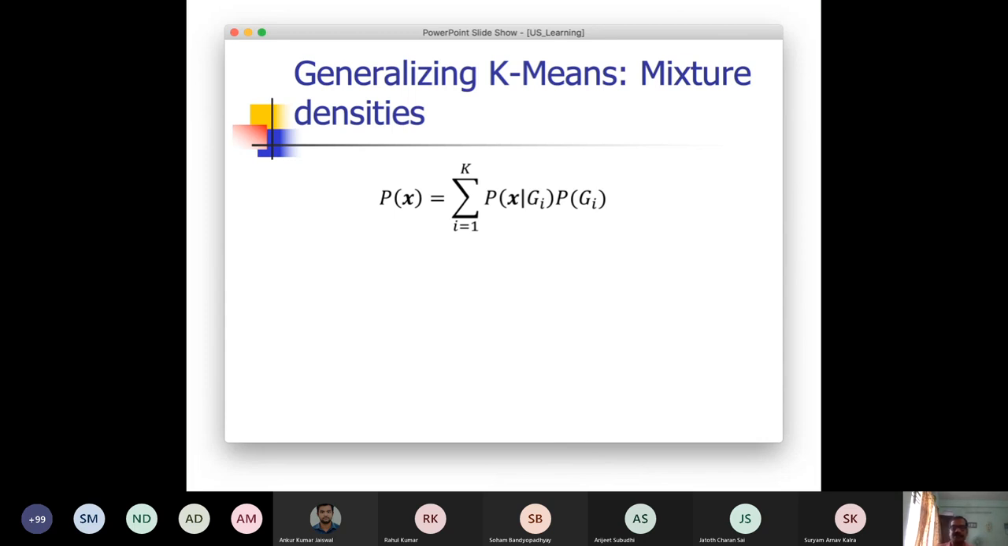We can explain it this way: every class or cluster is represented here by Gi, denoting a certain class, and the probability of x given Gi is the likelihood function, which is the density function. So you can express P(x) in this form. This is very well known from Bayes' theorem itself. If I give you the data distribution, you can compute P(x) very easily.